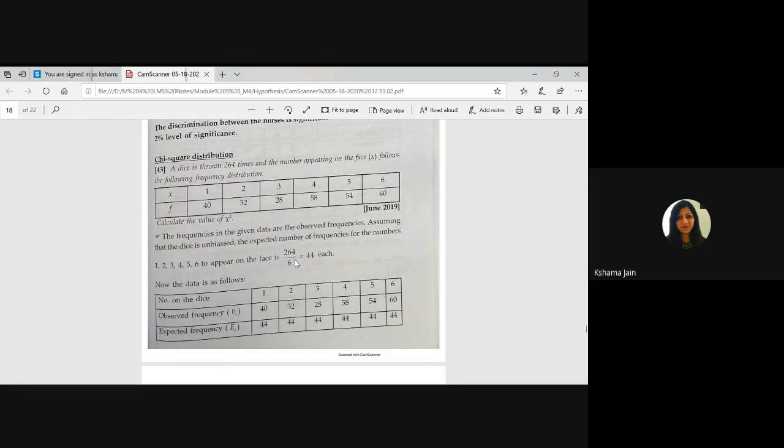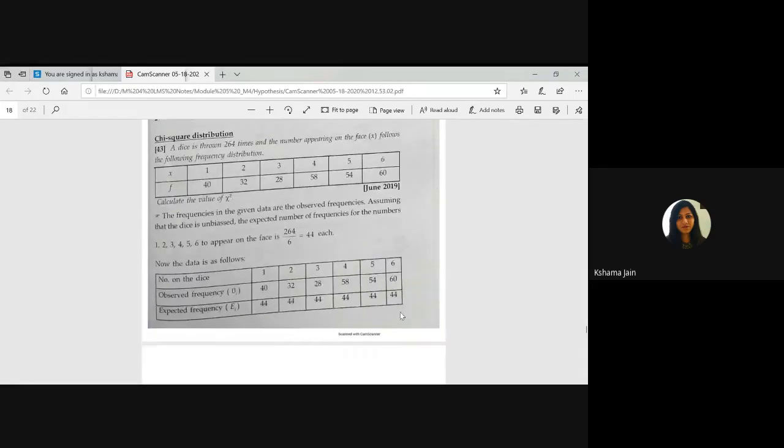Suppose you are throwing a dice 300 times, and I tell you to find out how many times you will get 1, 2, 3, 4, 5, 6. What will you do? There are 6 numbers, so divide 300 by 6. So 1 will come 50 times, 2 will come 50 times, 3 will come 50 times, ideally. Here, 264 divided by 6 means each number deserves 44 times. So this will be your expected frequency: 44, 44, 44.